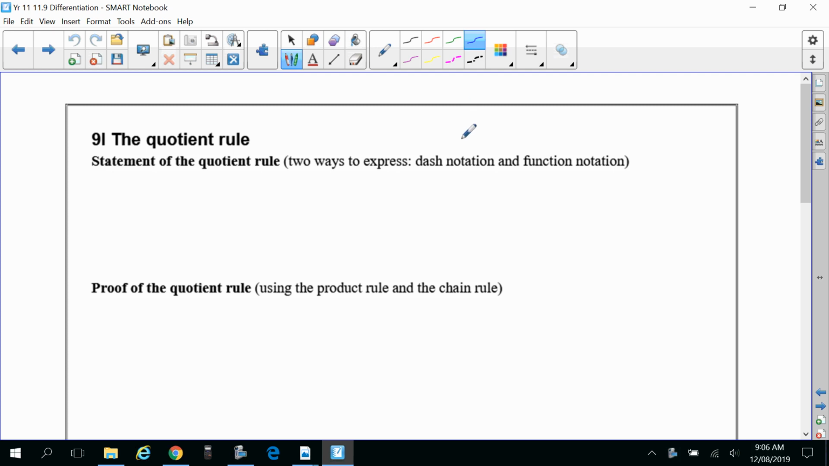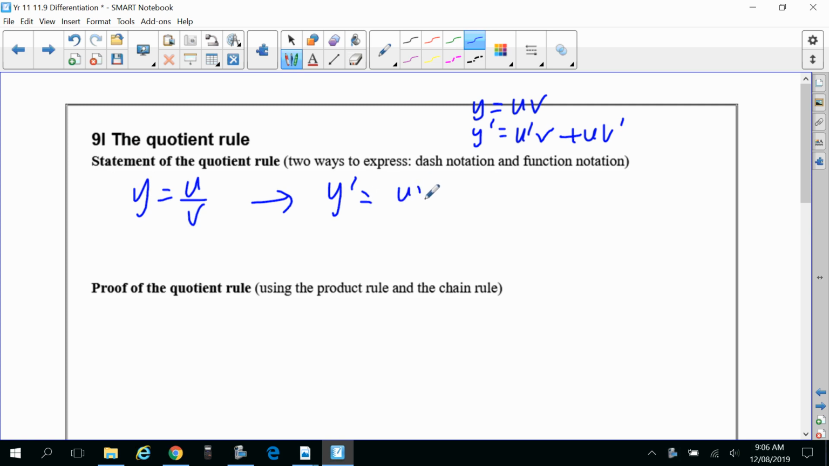Just did the product rule. y = uv, y dash is u'v + uv', right? Now people will argue, oh, I could write it in a different order. Yes, but this is the best order because when it comes to the quotient rule, it's the same order. y dash is still u'v, but it's minus, and you can't swap the order. That's why I tell you, keep this uv order, and you'll be okay for the quotient rule.